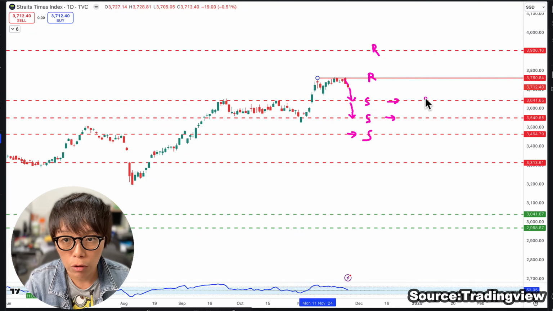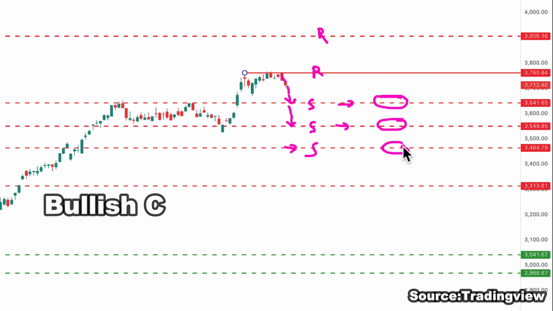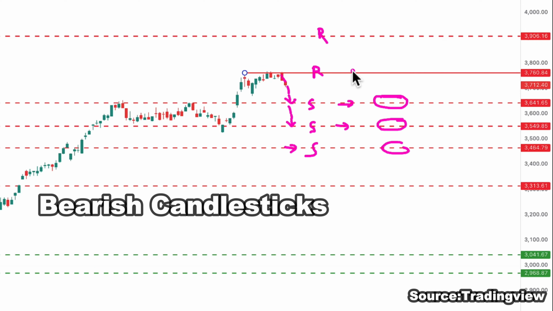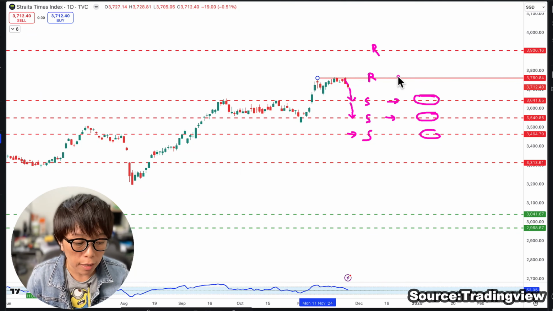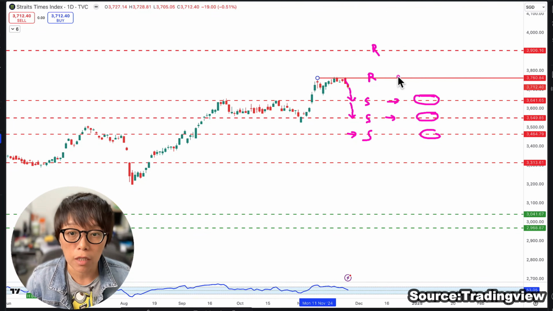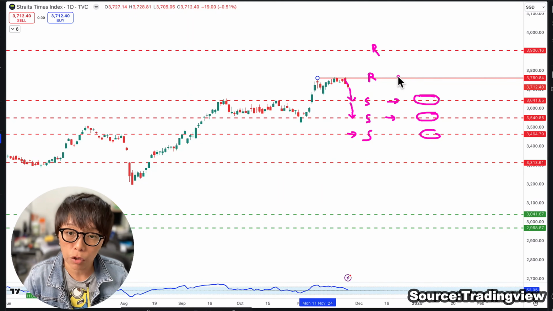Our next role is to look at the reaction at these levels, whether price shows a positive or bullish reaction to it. So what are the things you want to look out for? You probably want to look out for price action such as bullish candlesticks. And at the resistance level, if you want to know that it's a valid resistance level, you look out for bearish candlesticks such as, for example, a shooting star or evening star. Okay, so these are the few things that you can look out for in STI. And of course, I'm using recent data, so these would be key levels for you to look out for if you are trading STI.